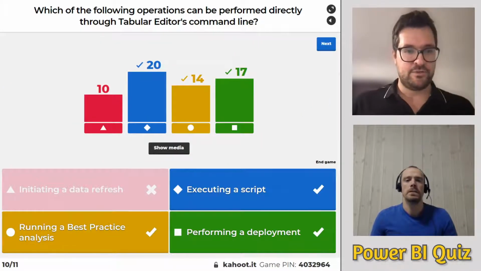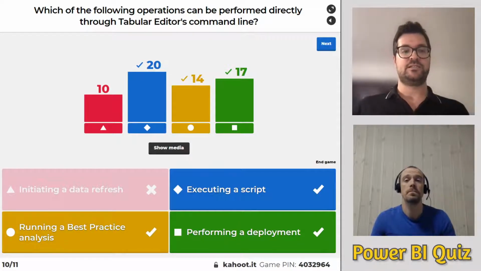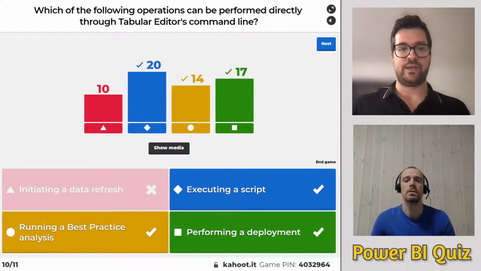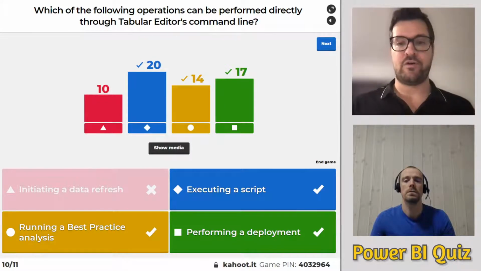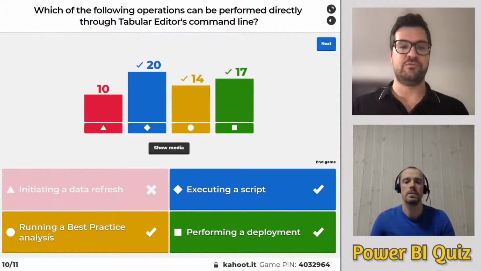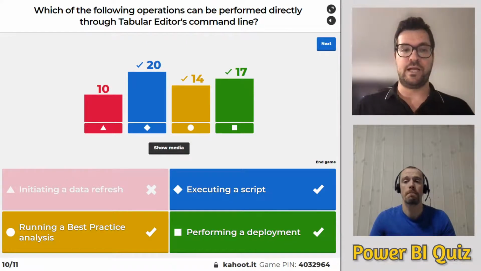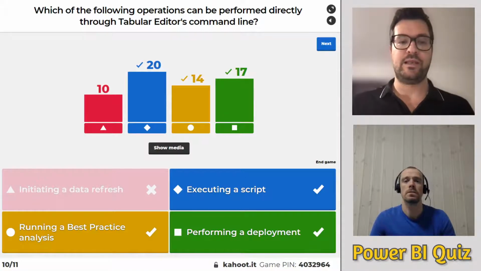All right, so the correct answer here is that you can execute a script through the command line, you can run a best practice analysis, and you can perform a deployment. You cannot initiate a data refresh. So basically the idea of the Tabular Editor command line is that it allows you to perform every kind of operation that you can also perform through the Tabular Editor UI. But allowing you to perform it through the command line allows you to create commands and scripts that you can run on a continuous integration server, such as Azure DevOps.